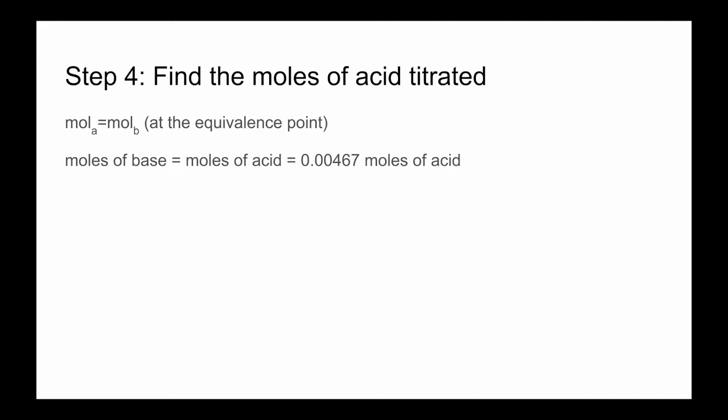Step 4 in the process is to find the moles of acid titrated. This is done very simply by using the formula moles of acid equals moles of base, which happens at the equivalence point. Given this, the moles of the base used should equal the moles of the acid used, so it is also still 0.00467 moles of acid.